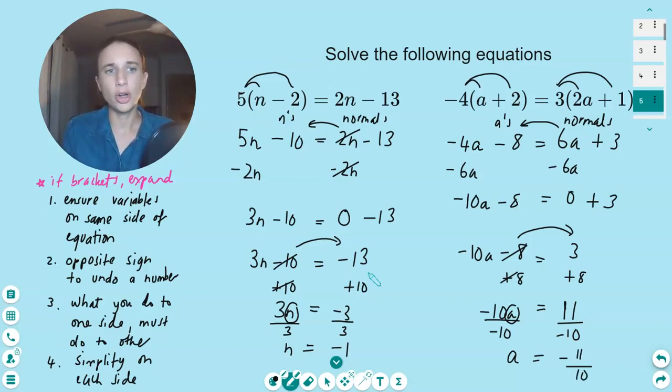But yes, I hope that helped. Maybe you want to take some notes. This is the process to follow. It's just rinse and repeat with this. You simplify on each side and then you just go back to trying to get your variables on the same side of the equation. Opposite sign undoes the number. What you do to one side, you must do to the other. All right, it's just a process.